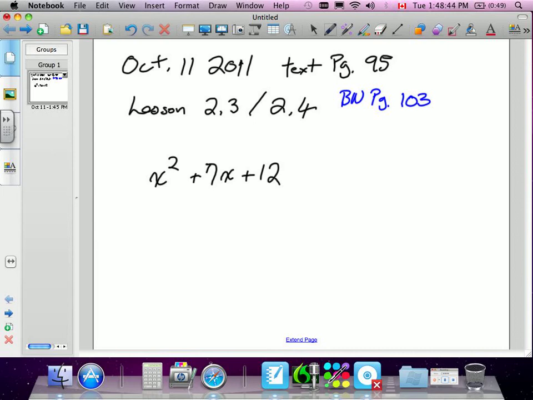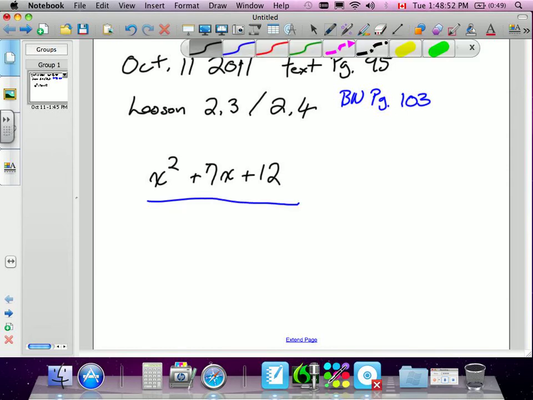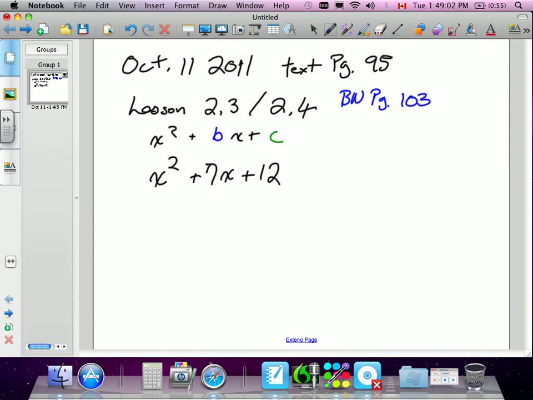I'll quickly review the fast way to do equations written like the one below. And that is the form x squared plus bx plus c. We'll show you guys the shortcut to do that, and then we're going to get into when we actually have a coefficient in front of x squared.